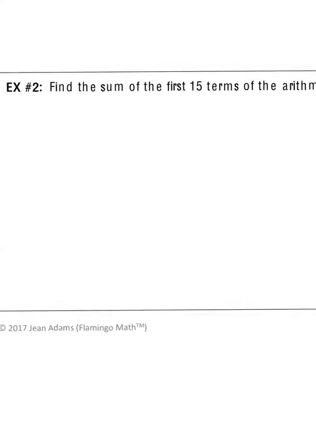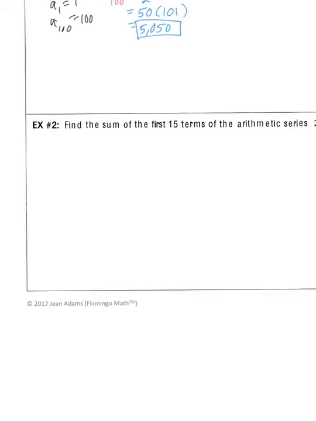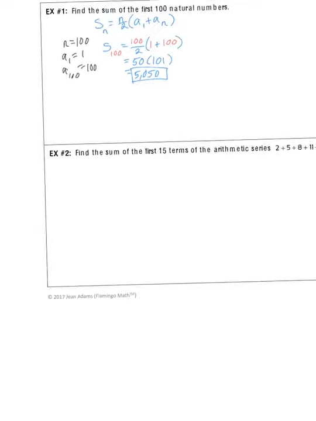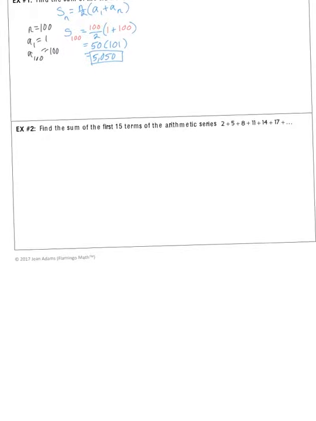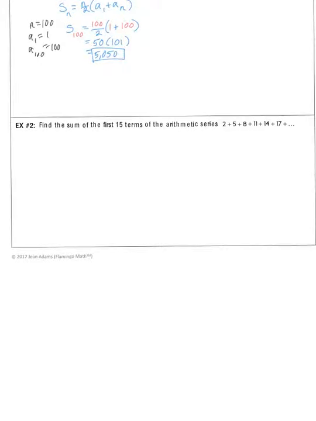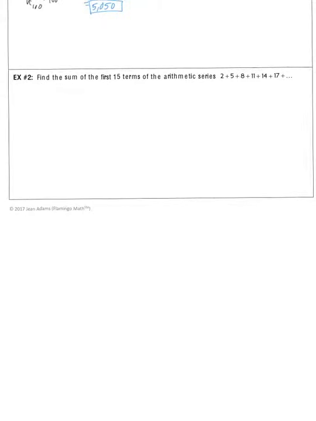All right, and then example 2. Make it a little bit smaller because I need all the information. Okay. So for example 2, you were to find the sum of the first 15, so that tells you right there that n is equal to 15 of the arithmetic series, so you should know it's arithmetic, and here it is.